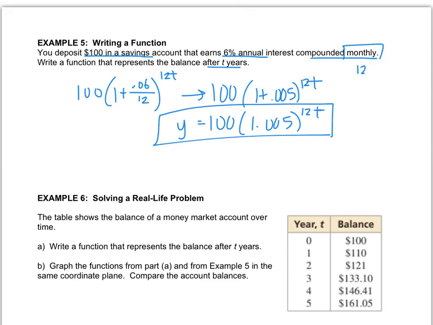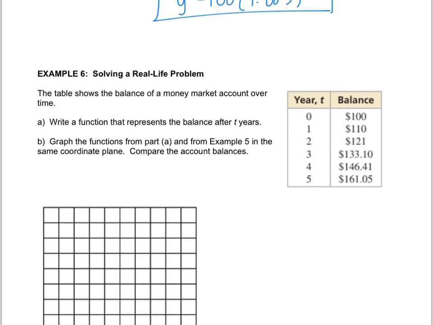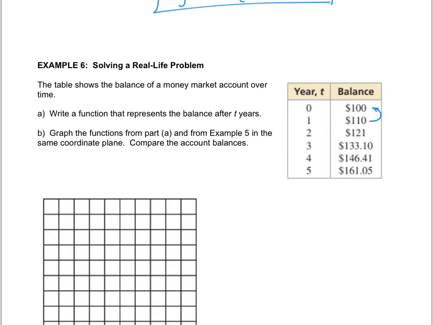In example 6, the table shows a balance of a money market account, which is another type of bank account, over time. We have to write a function, and then we're going to graph it. So how do you know what the growth factor is, right? You have to figure out what it's being multiplied by. So you kind of do division to reverse the multiplication. So what you do is you say 110 divided by 100, and you figure that out as 1.1.